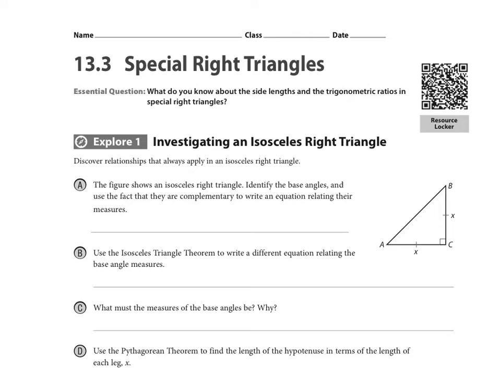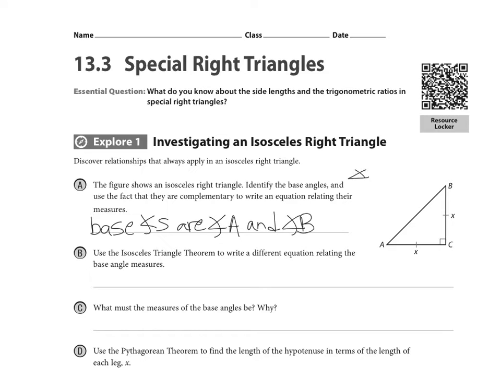For part A, it says the figure shows an isosceles right triangle. Identify first off the base angles and use the fact that they are complementary to write an equation relating their measures. So what we're going to do here is realize that because this is an isosceles triangle, remember, base angles are at the ends of those congruent sides. So we're going to say that the base angles are angle A and angle B.